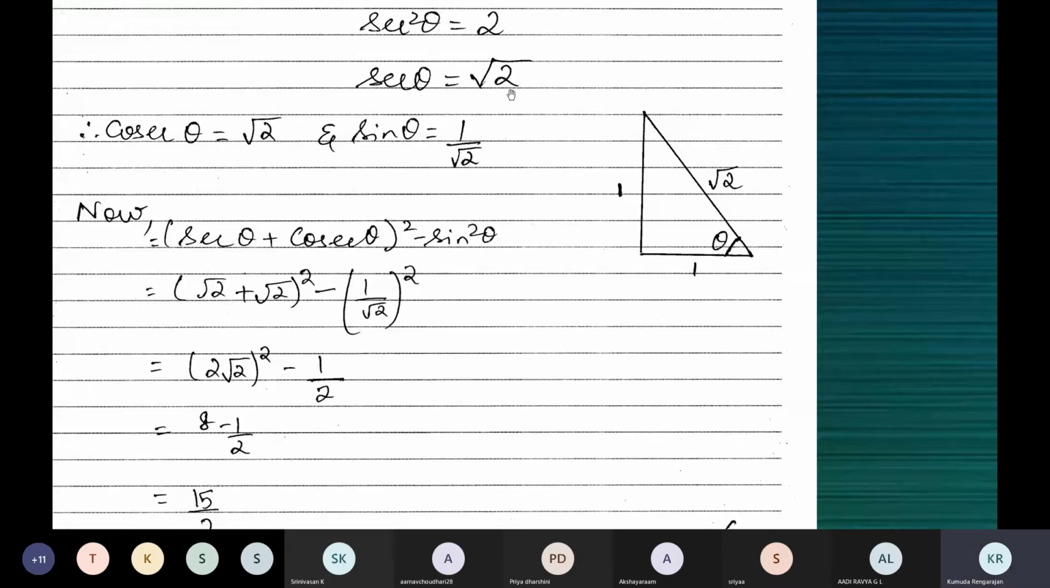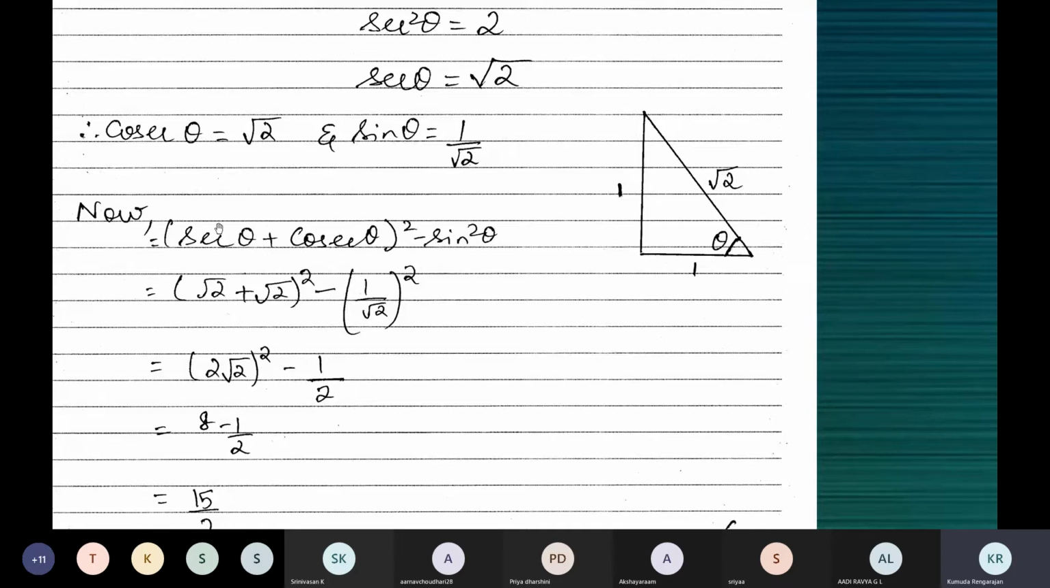Now, if secant theta is root 2, children, what is cos theta? 1 by root 2. And when is it 1 by root 2 in the cos table? Cos 45 degrees. Yeah, you can also find the angle. Secant theta is equal to root 2, so cos theta is equal to 1 by root 2. But cos 45 is 1 by root 2, so theta is 45 degrees.